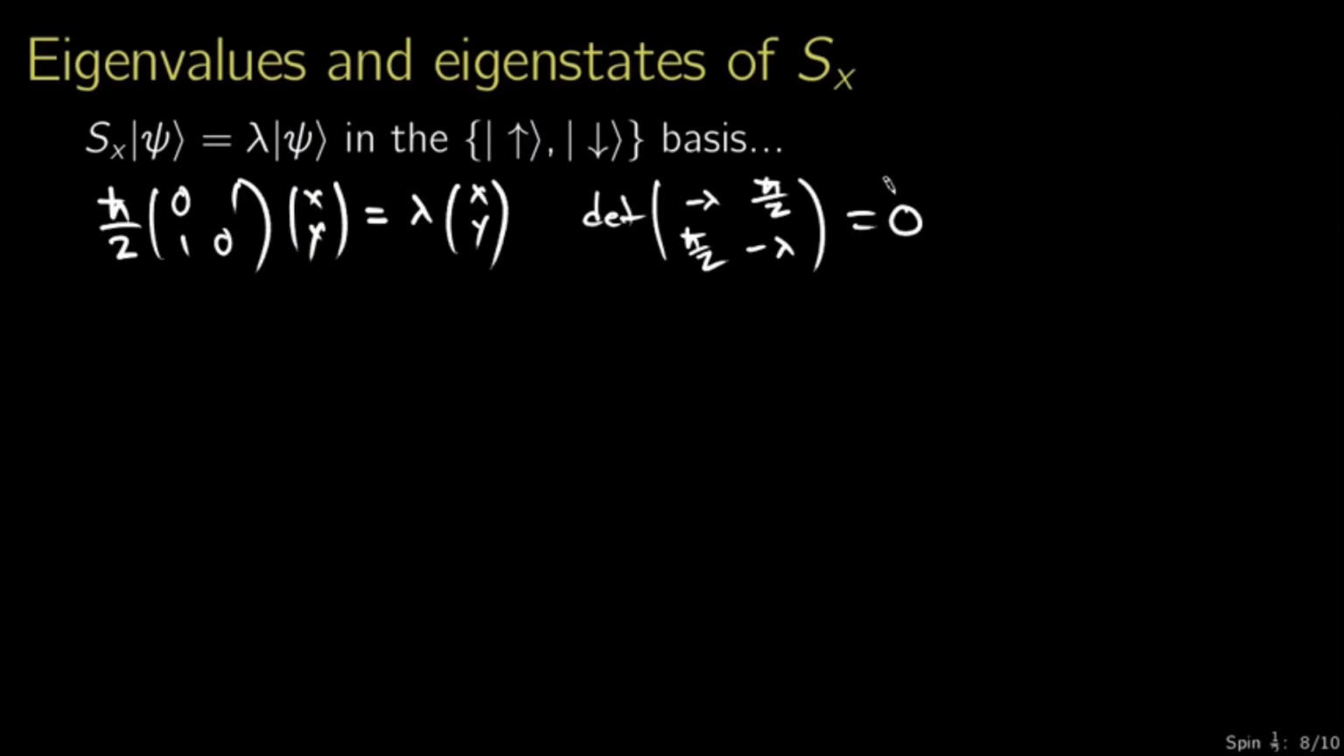And that gives us our characteristic polynomial. The polynomial you get from the determinant of this matrix is very simple. Minus lambda times minus lambda, minus h bar over 2 times h bar over 2.